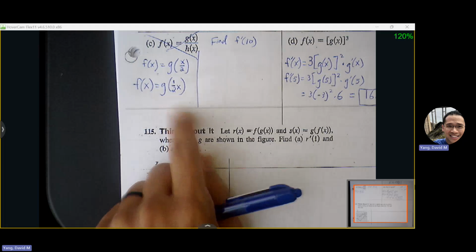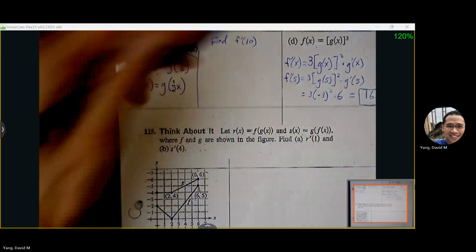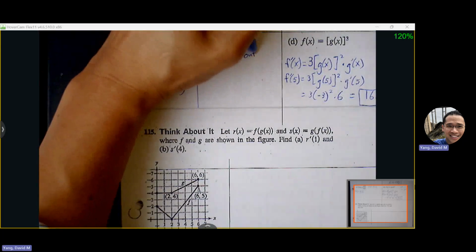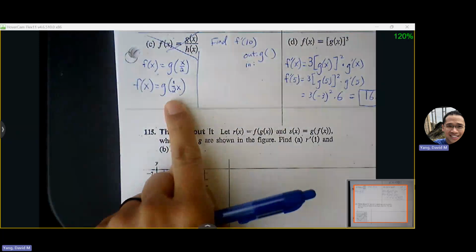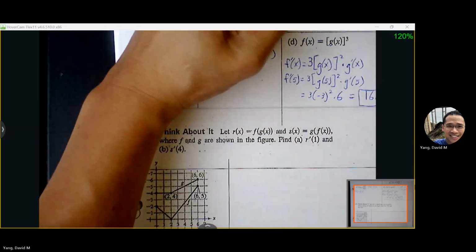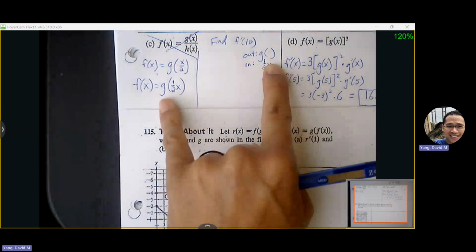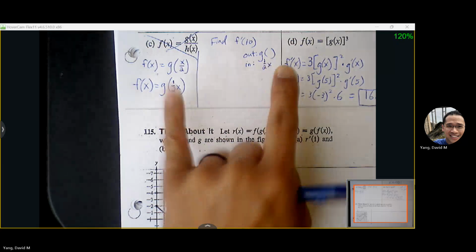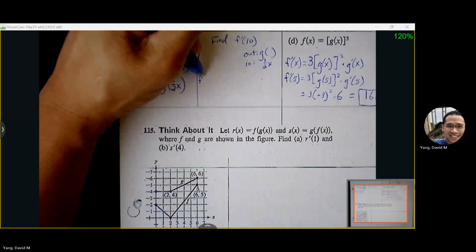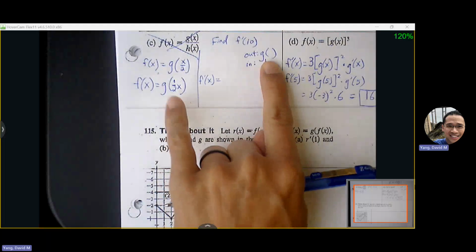What's the outside portion? Outside is what? G. Okay, so we know the outside is G, and the inside is the 1/2 x. So we'll do the outside first. What does G become? G just becomes G.